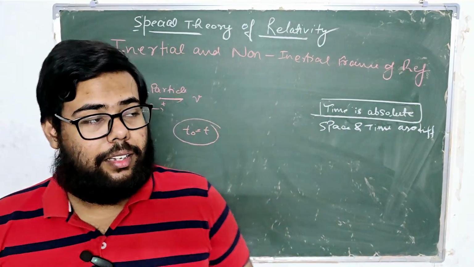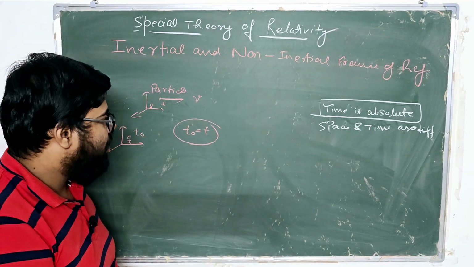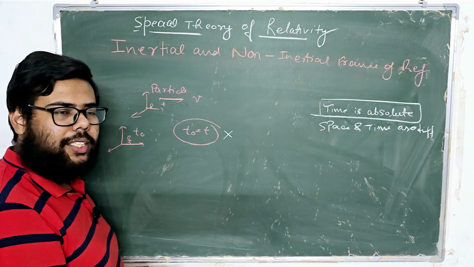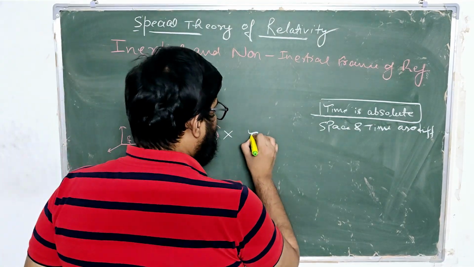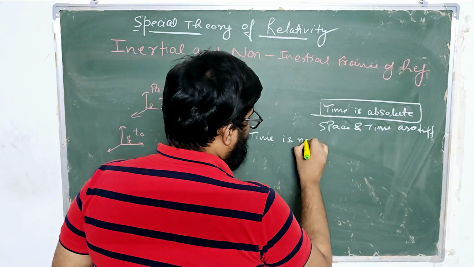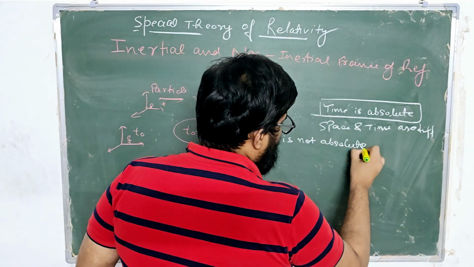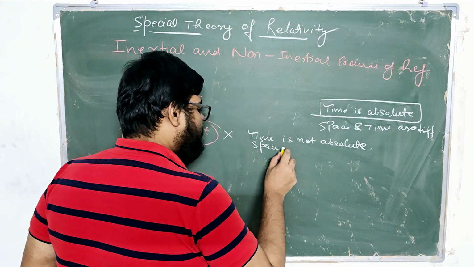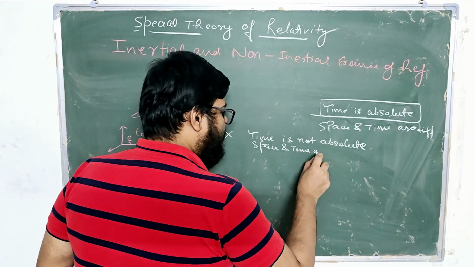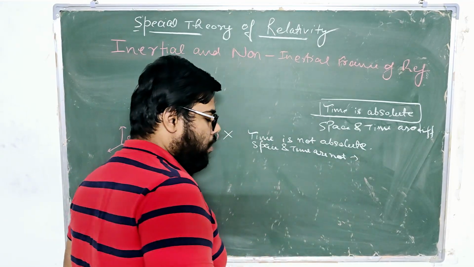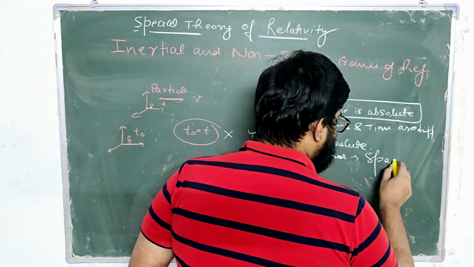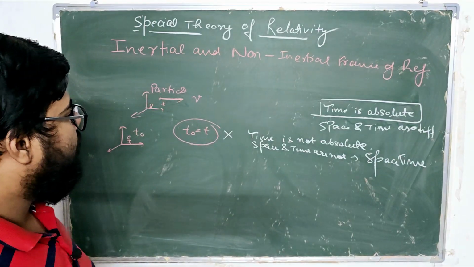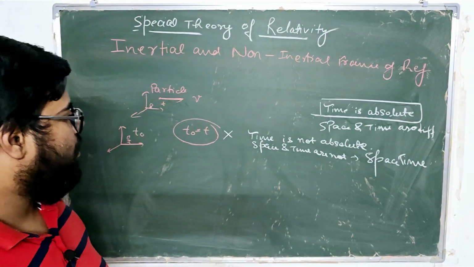Newton told this. But then came Einstein and he said, no, that's not true. Time is not absolute. And he also stated space and time are not different. Rather, they belong to a bigger idea called space-time. So time is not absolute. That is the idea.